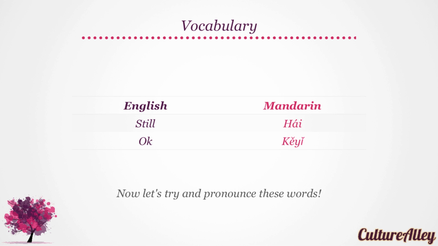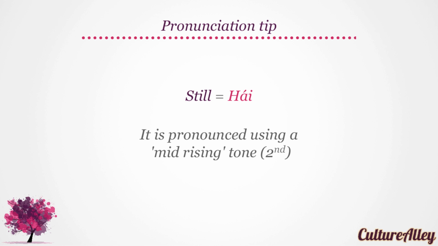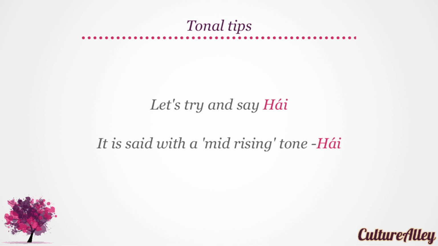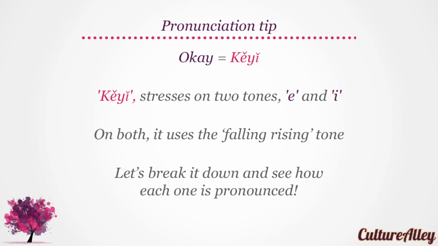Now, let's try and pronounce these words. Let's start with still. Still translates to 还 and is pronounced using a mid-rising tone, or the second tone. Can you try and say 还? It is said with a mid-rising tone, like 还. Good job! Let's see the next one. Okay. Okay translates to 可以.